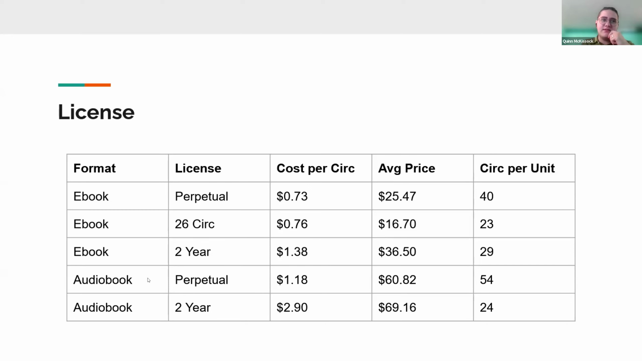And we can see, if we look at the audiobooks here, again, a really big disparity between those perpetual licenses, which audiobooks all used to be, and the two-year. And again, the two-year isn't cheaper than the perpetual, and they just have a much lower circulation per unit because they're going to disappear after 2 years. So that's the breakdown by license.